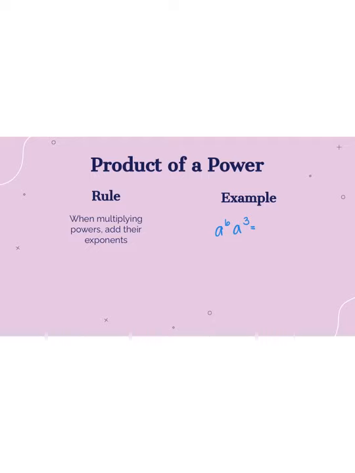So if we go with our rule, when multiplying powers, we're going to add the exponents. So we're going to add that 6 and that 3 together. So that's going to turn into a to the 6 plus 3. Because they both have an a on them, we can just add that 6 plus that 3, which equals a to the 9th.